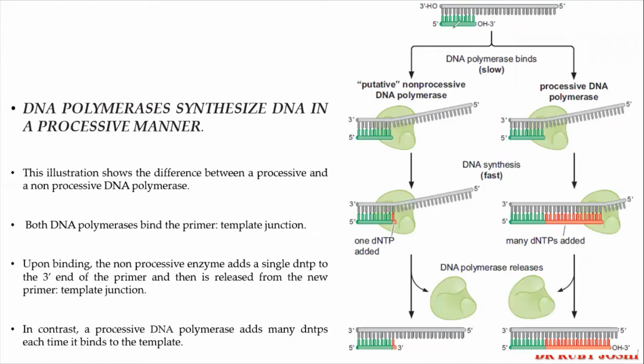So you can see over here. So you have got the template, and the green color is your primer. So this is non-processive DNA polymerase. So what will happen here? One at a time, your DNA polymerase will add a nucleotide, then move ahead, then go slowly, okay?